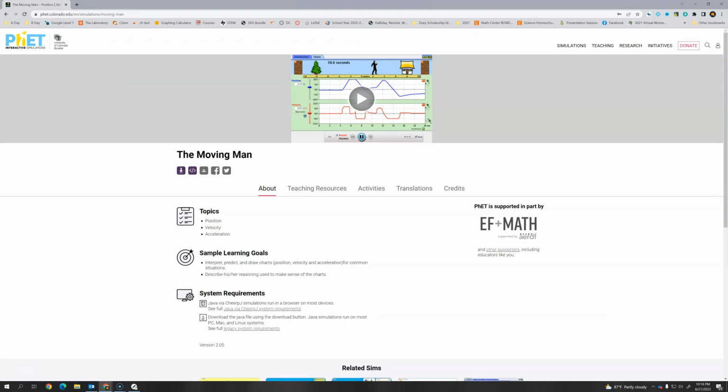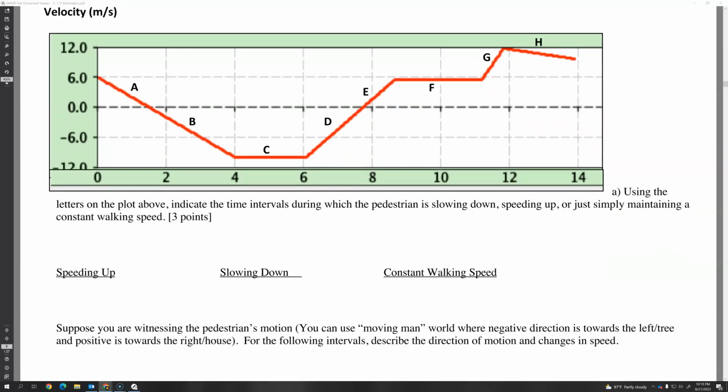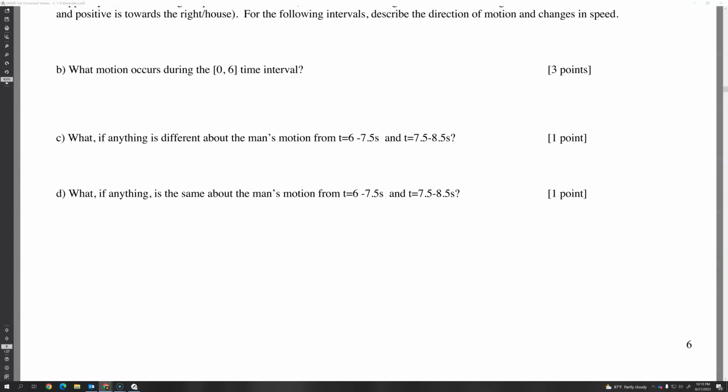So I'm going to challenge you guys to go ahead and go to the PhET simulations and Moving Man, and give yourself a few minutes to play with this and see what happens when he moves to the left, what happens if he moves to the right, and see if you can create this graph on your simulation. And using that, go ahead and answer those questions. We're going to come back to this next class and talk about our answers. Okay, so I want you guys to take a few minutes, do the PhET simulation, play with it a little bit, and see if you can create this graph.